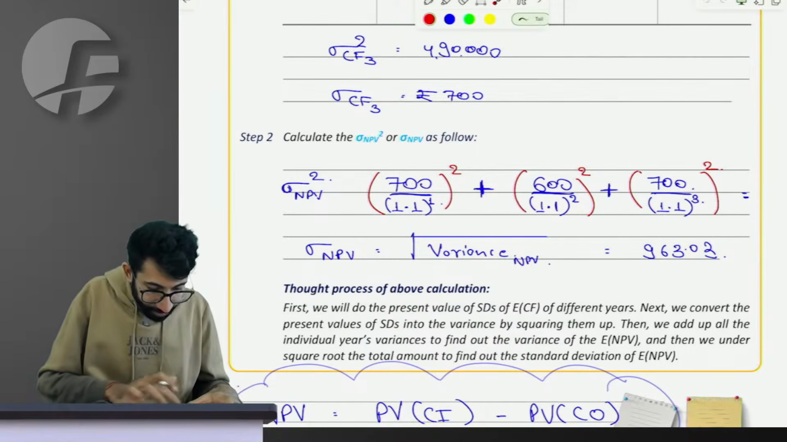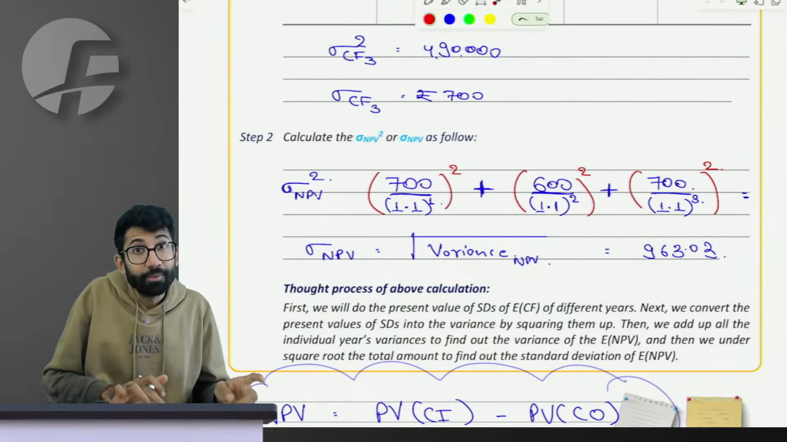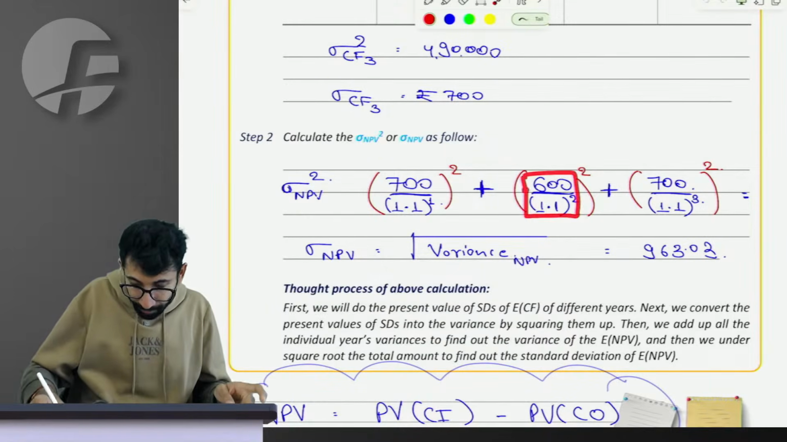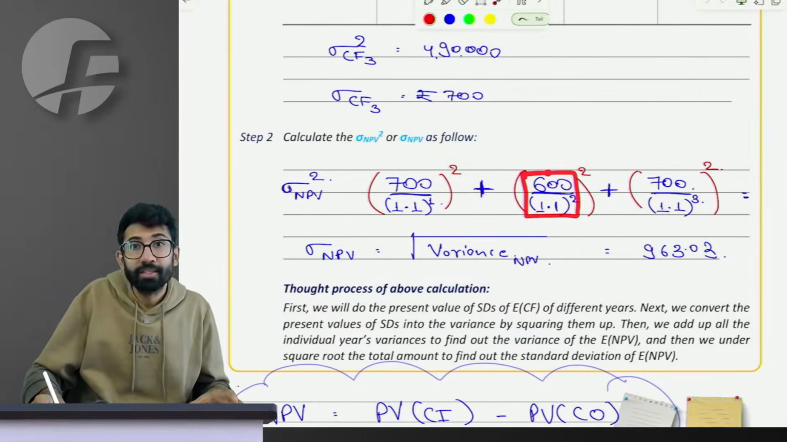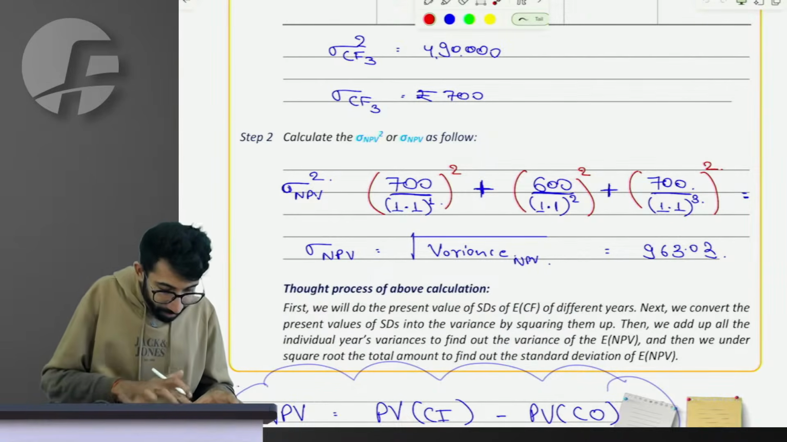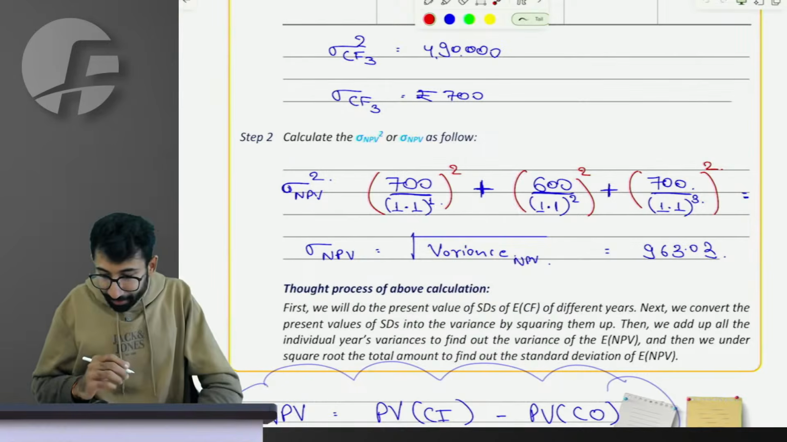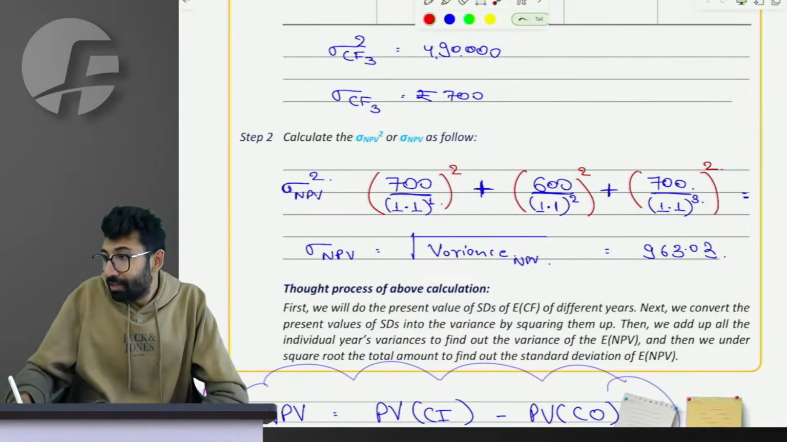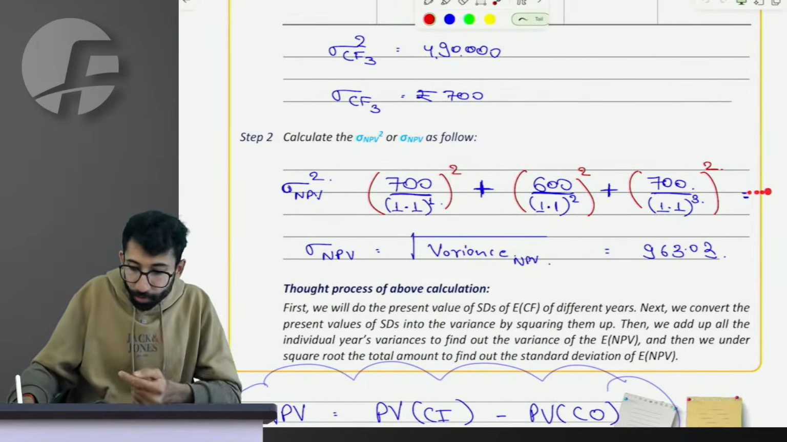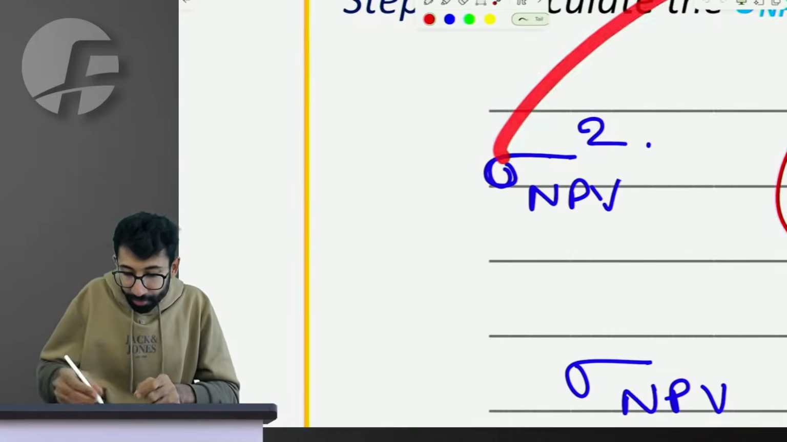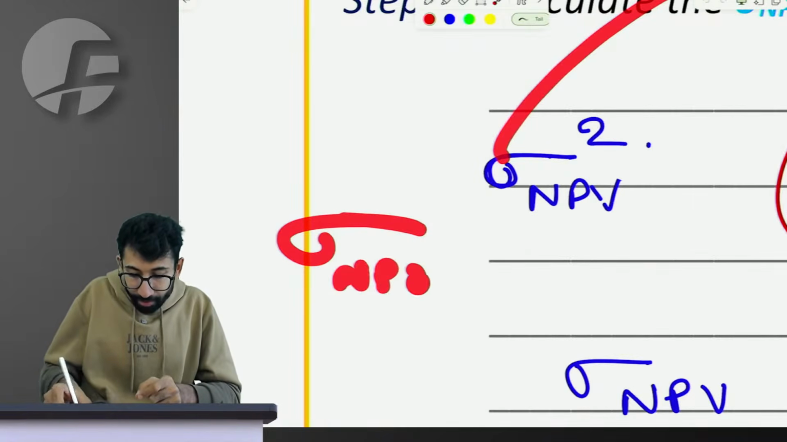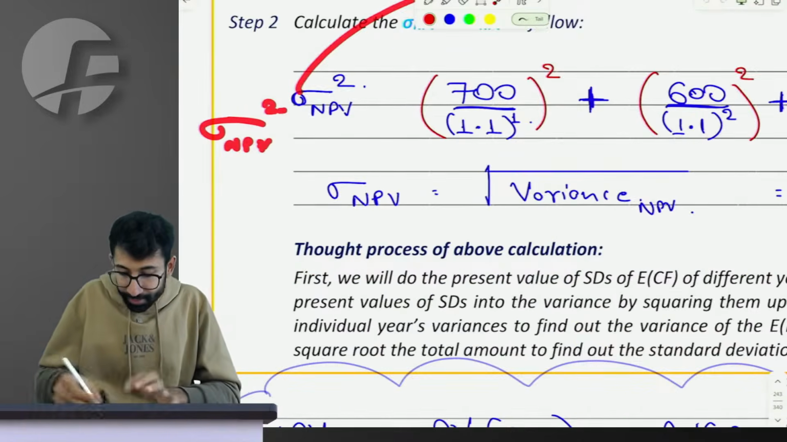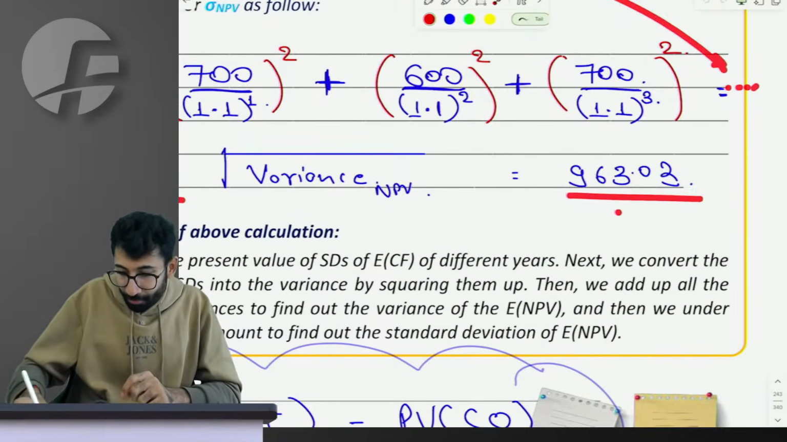700 divided by 1.1, equals, plus 600 divided by 1.1 squared, equals, and similarly 700 divided by 1.1 cubed. Are you people getting 927, 935? 927, 935 is the memory recollect, the variance of NPV. How do you denote it? Sigma of NPV, obviously, but at square level. The standard deviation of NPV is the square root, which is 963.03.